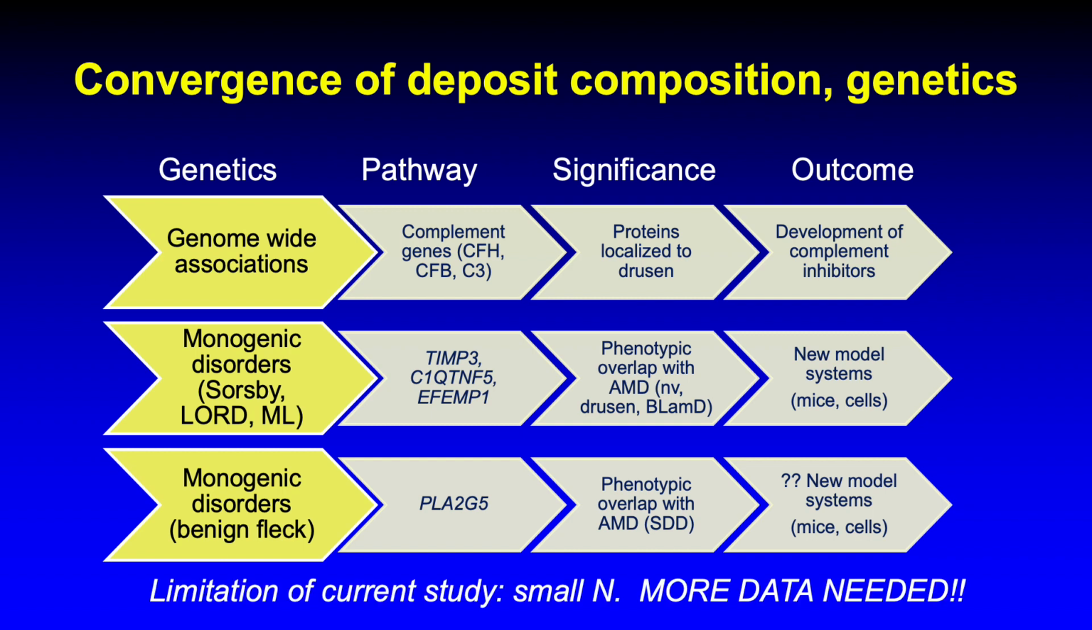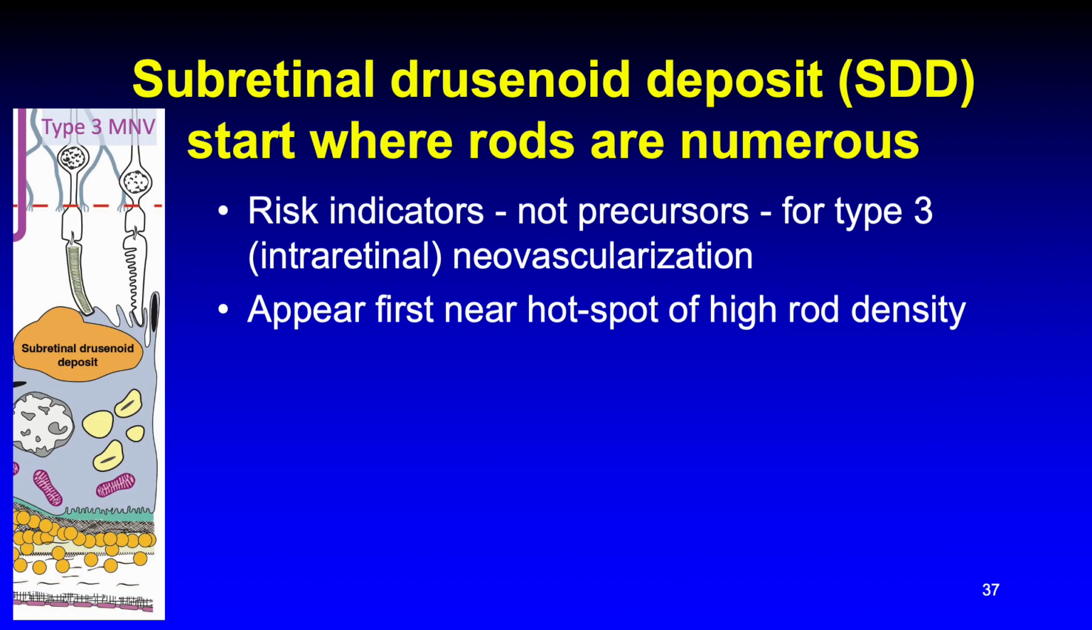A limitation of the study that I just showed you is the small sample number. More data are definitely needed about SDD. To wrap up about SDD, these start where the rods are numerous. They are risk indicators and not precursors for type 3 intraretinal neovascularization.